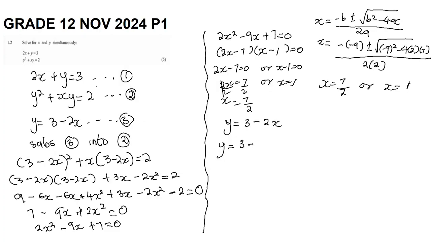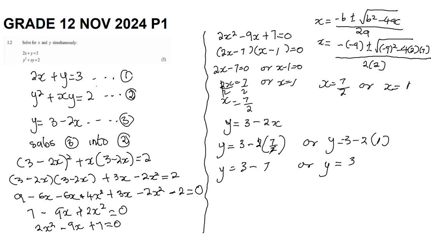Firstly, y equals 3 minus 2 times 7 over 2 when x is 7 over 2, or y equals 3 minus 2 times 1 when x is 1. You see, guys, simple. Then here the 2 is going to cancel the denominator, so you're going to have 3 minus 7, or y equals 3 minus 2 times 1, which is the same as 3 minus 2. And then here you're going to have 3 minus 7, which is y equals negative 4, or y equals 3 minus 2, which is 1, guys.